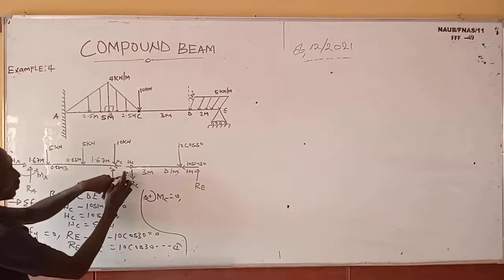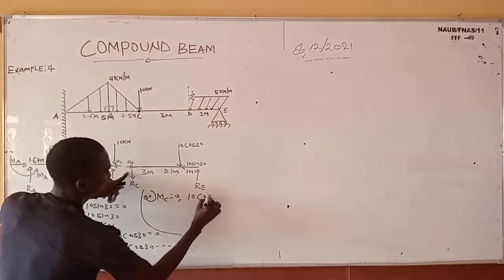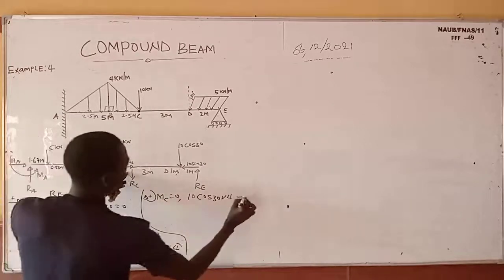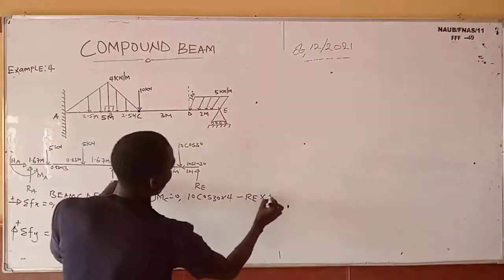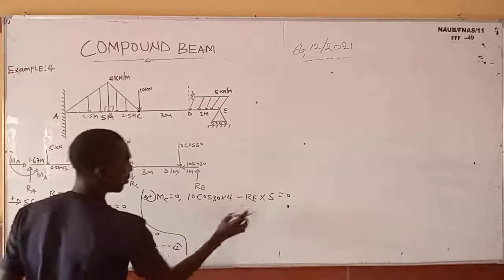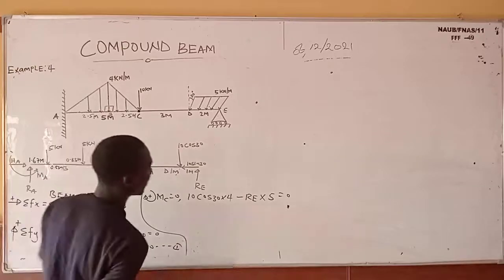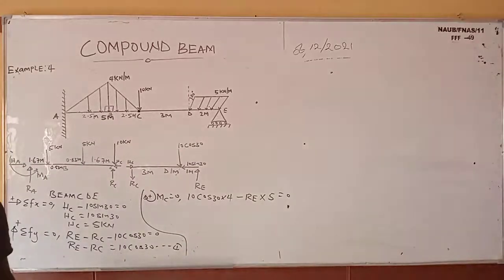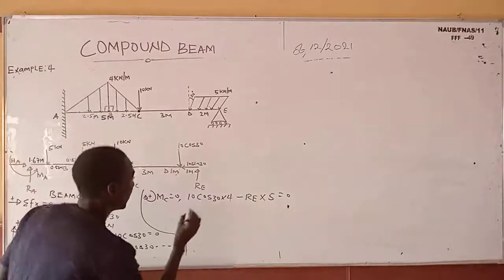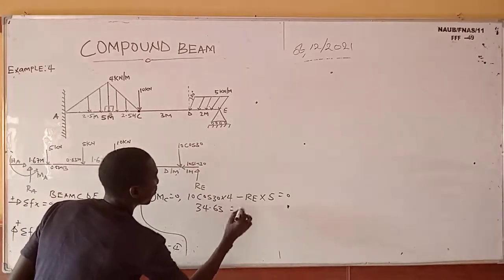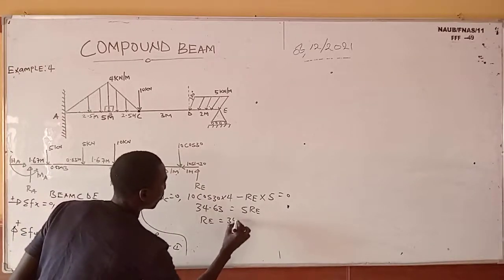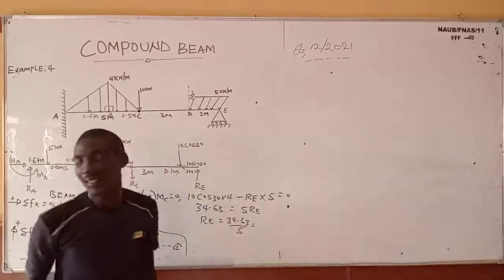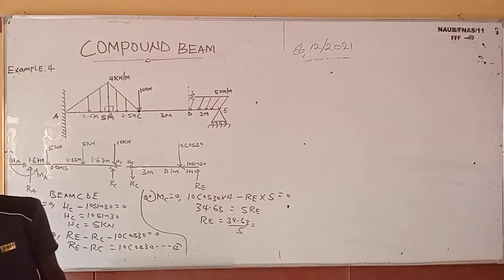And you look at the distance it covers, which is 4. So it's going to be 10 cos 30 times 4, minus ROE times the total distance, which is 5, equals 0. So 5 ROE equals 10 cos 30 times 4. 10 cos 30 times 4 is nothing but 34.63. So 34.63 equals 5 ROE. For you to get your ROE, it is going to be 34.63 over 5. 34.63 over 5 is nothing but 6.928.